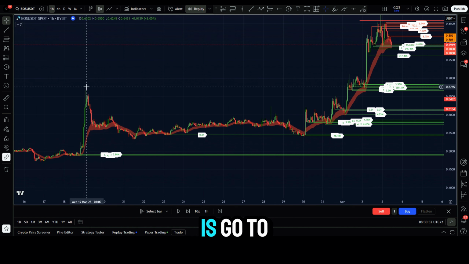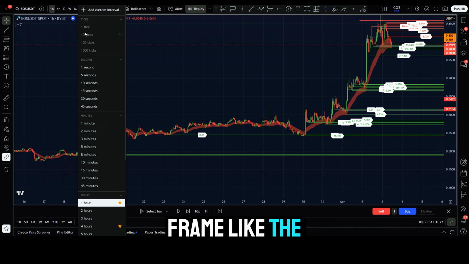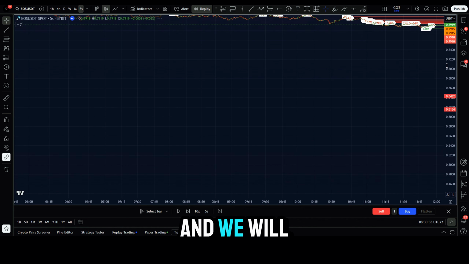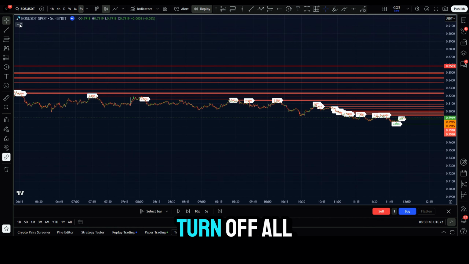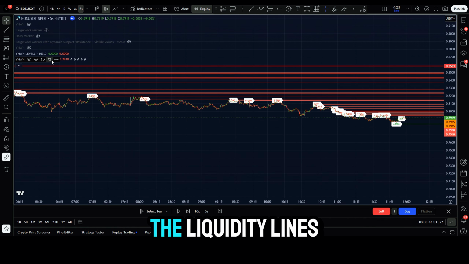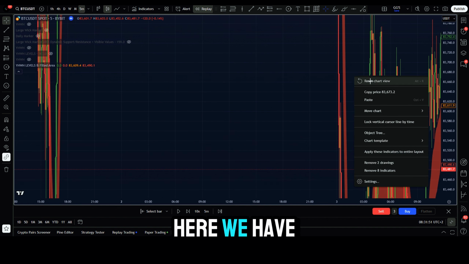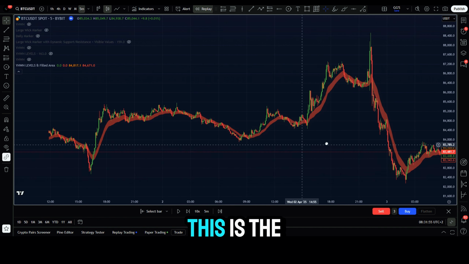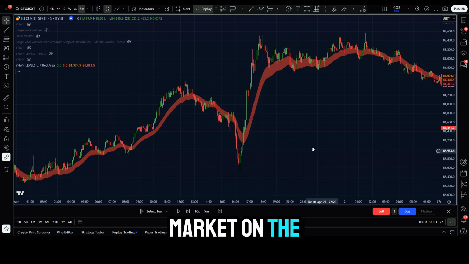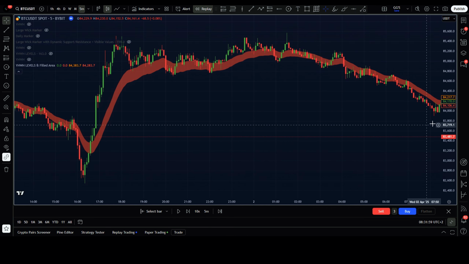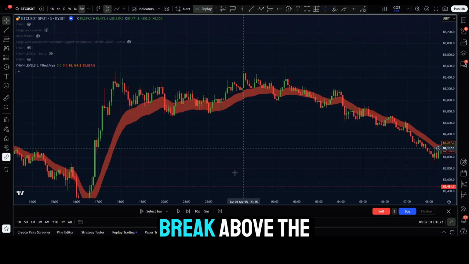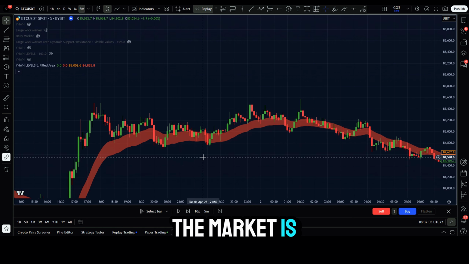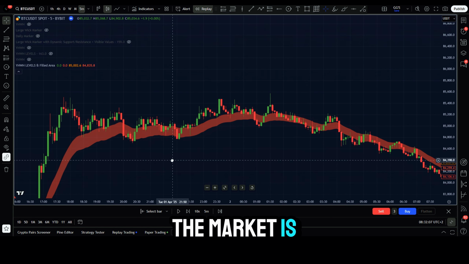The first thing I want to do is go to the lower time frame, like the 5 minute time frame, and we will be using the field area. I want to turn off all the liquidity lines. Here we have a beautiful example. This is the market on the 5 minute time frame. Look how much we break above the field area, and remember the rules. When we break above the field area, the market is literally telling us that the market is bullish.